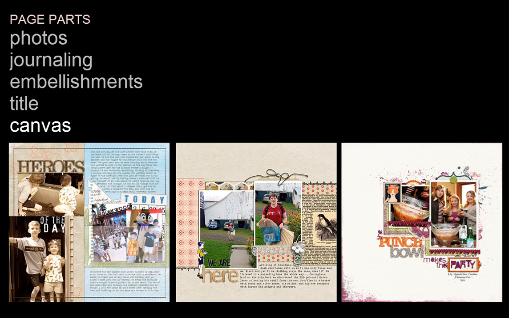And we're going to talk about all this in Lesson 12. Notice here that on Hero of the Day, the whole canvas is blocked out, and each part of the block is filled up. On We Are Here, the elements are arranged in a band, a horizontal band across the page, and in Punchbowl, we've got a cluster with generous white space.